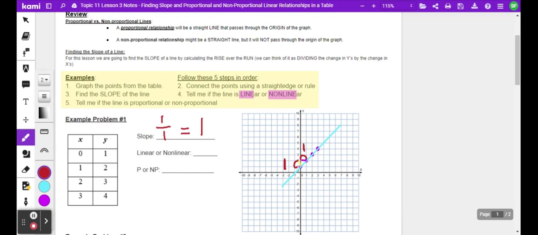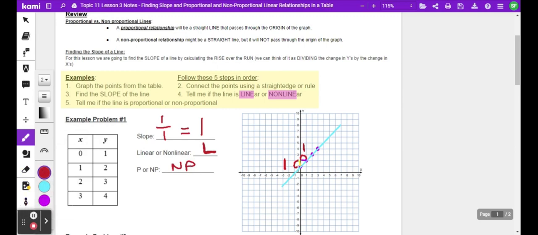Is this blue line linear or nonlinear? And very obviously that does make a straight line, so it is going to be linear. And then the last thing is this line representing a proportional relationship. Remember, for it to be proportional, the line had to be straight, which we can see that it is, but it also had to pass through the origin of the graph, and it does not pass through the origin of this graph. So this line represents a non-proportional relationship.